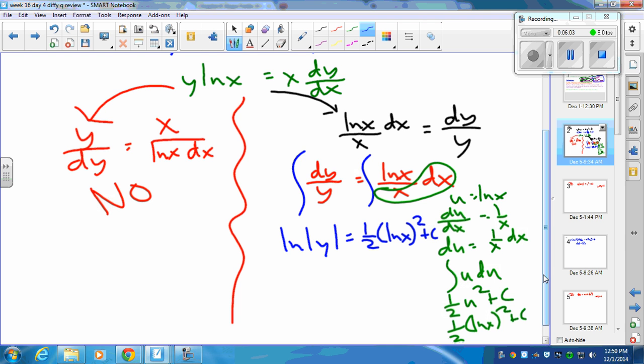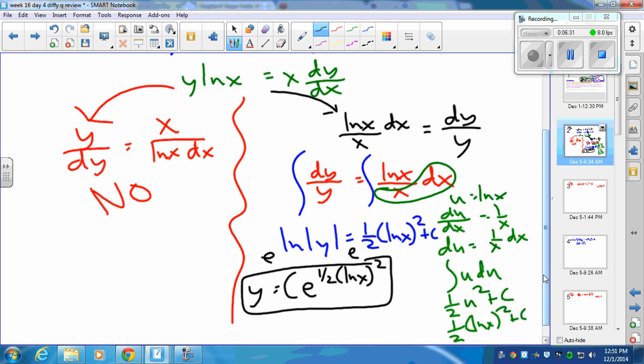Now you've separated, you've integrated. Now we go back to algebra, and I need you to get it to be a y equals. I'm going to e both sides. Y equals ce to the 1/2 ln of x squared. That 2 on the square cannot fall down because it's not ln of x squared, it's ln of x, all of that squared.